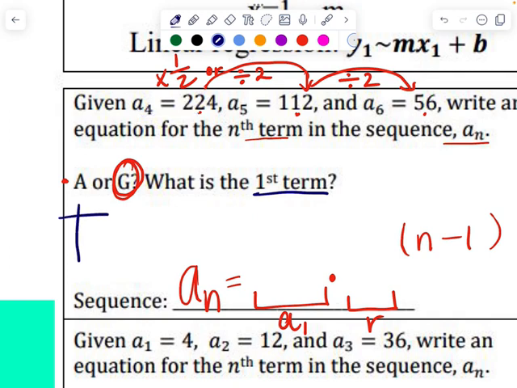So I need to build out my table. 4, 224, 5, 112, and 6, 56. So I'm going to build that out. And because I know this is geometric, I want to be using y1 squiggly, ab to the power of x1. Geometric, if you're multiplying, dividing, you need to be using this one. So I'm going to type that in decimals so I can help you figure out what the first term is.